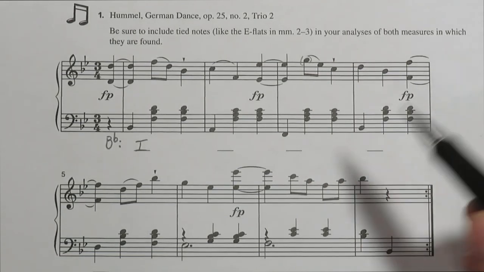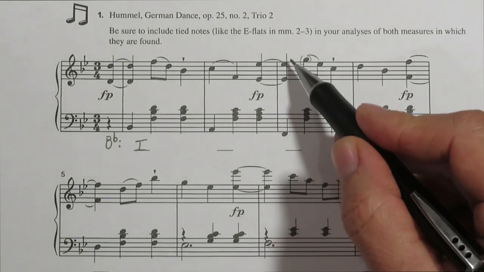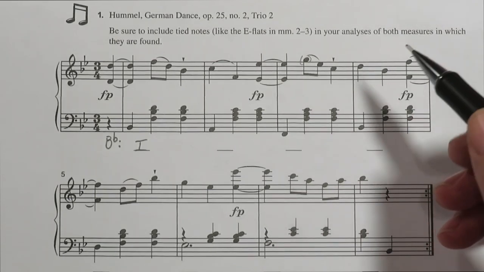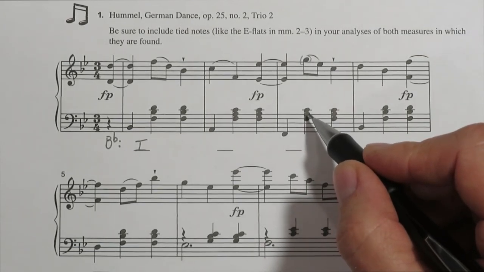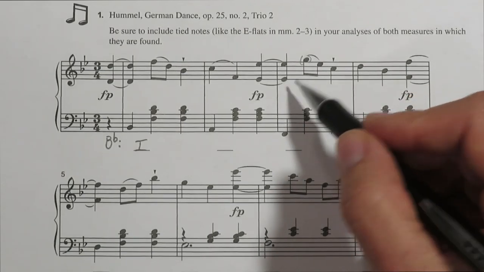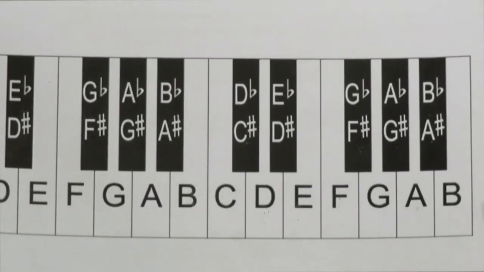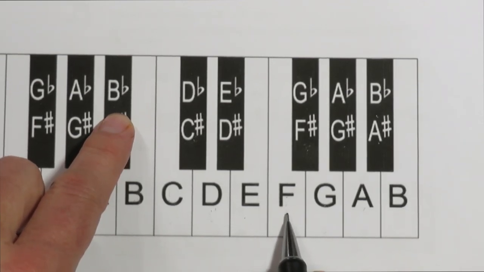So altogether, we have F, all right, E flat, A, and C, okay? So F, A, C, and E flat. All right, so the F, we know, in the key of B flat, that's the 5 chord.